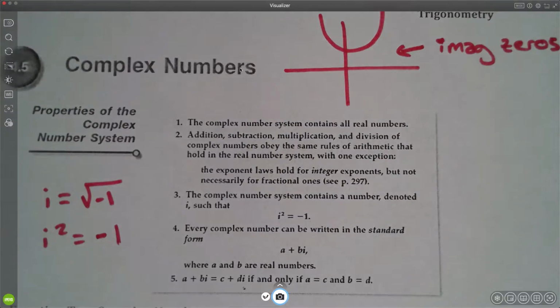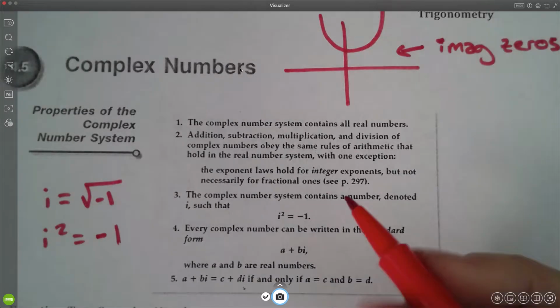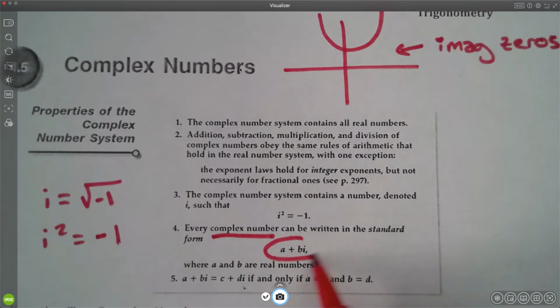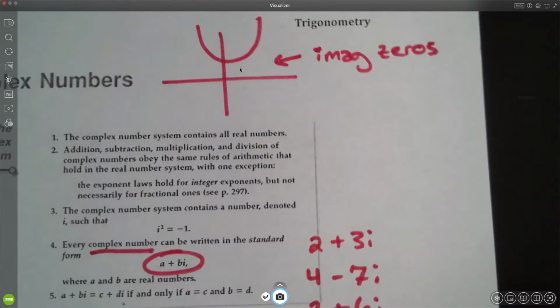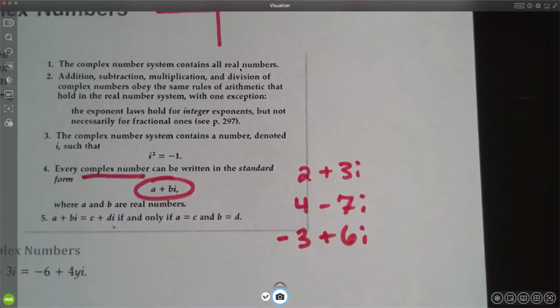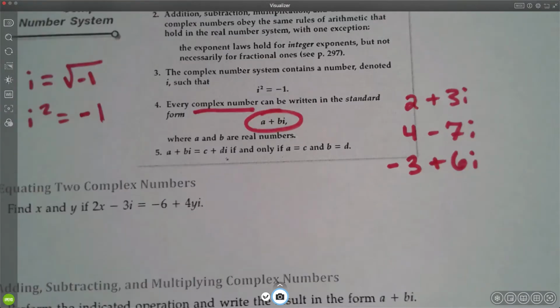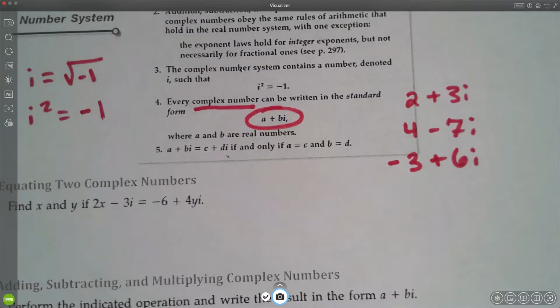A complex number will be written in the form of a plus bi, okay? So examples of that would be like 2 plus 3i or 3 plus 6i. Any of those are complex numbers. You usually write the number first and then the imaginary part after that. Is it just those 3 or is there more? No, there's an infinite set. Those are just examples of complex numbers.